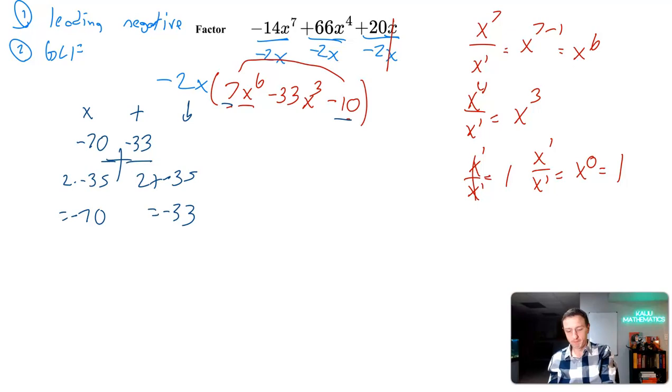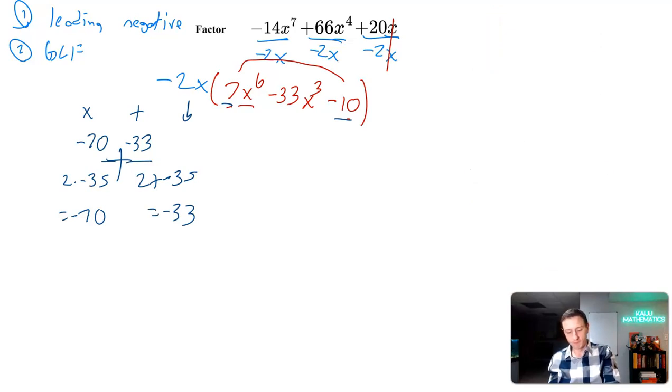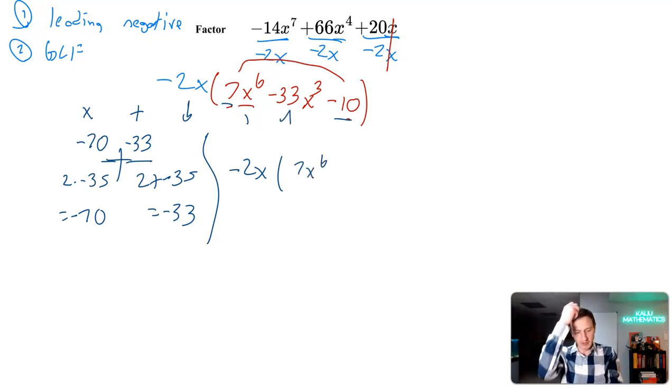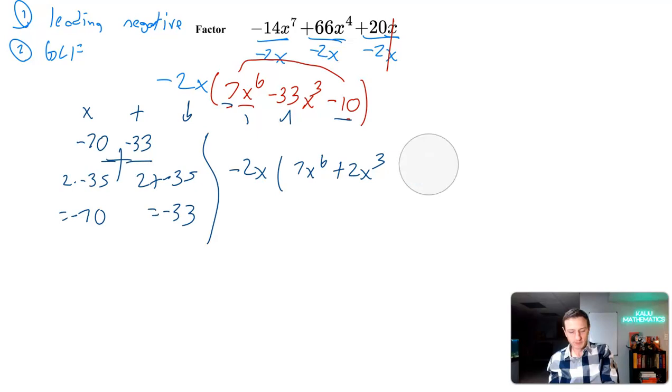So let's go ahead and do that. So I'm going to factor this. So I'm going to bring down this negative 2x. Do not forget about that GCF. And I'm going to rewrite 7x to the 6th. I'm replacing negative 33x to the 3rd with my two factors that worked. So I'm going to write this as plus 2x to the 3rd minus 35x to the 3rd. I thought I got the small eraser. What did I say? Plus 2x to the 3rd minus 35x to the 3rd. And then minus 10. So this is just AC method here.